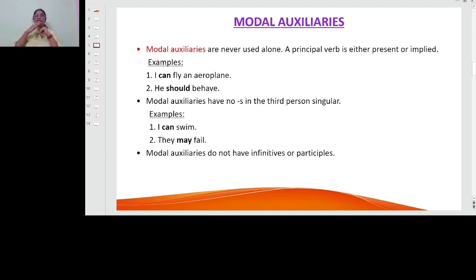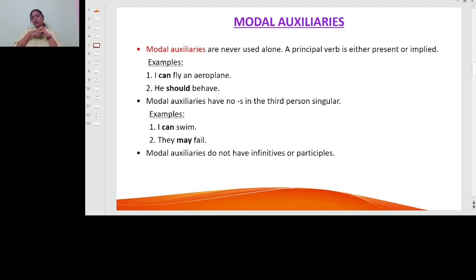So, you are adding S to the verb in the present tense. But when you use a modal auxiliary, you can never join S to these auxiliary verbs. For example, I can swim. He can swim only. You can't say he cans swim or he can swims. So, don't add S when you use modal auxiliary verbs in the third person singular.